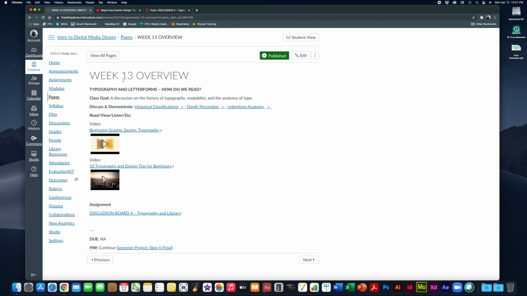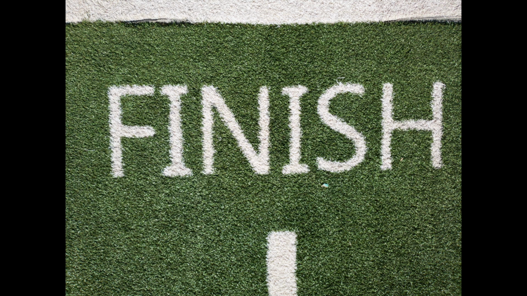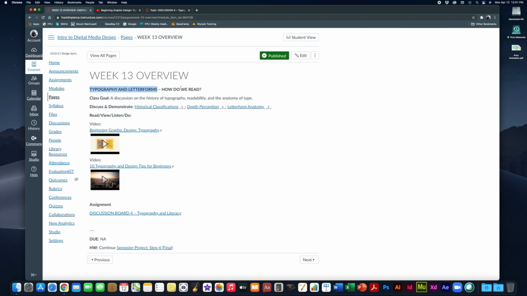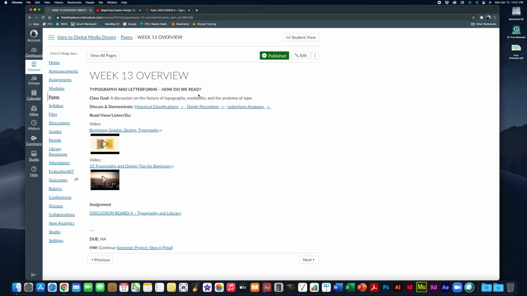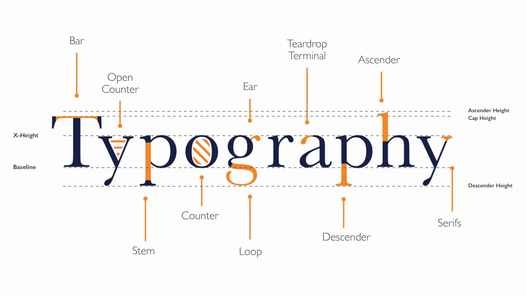All right, week 13, we're towards the tail end of the semester. The finish line is in sight. This week is all about typography and letter forms, about how we read. We are going to spend the week looking at typography from a variety of different angles. We're going to look a little at the history of typography, talk about readability, and look at some anatomy of type.